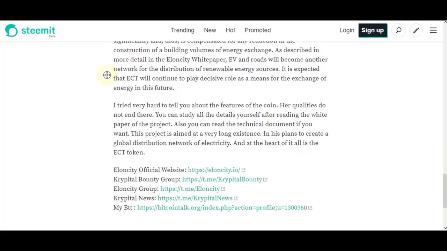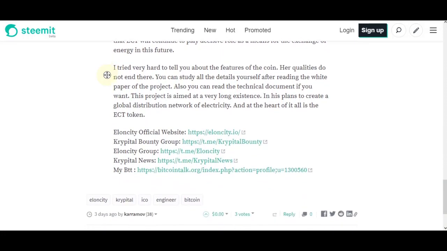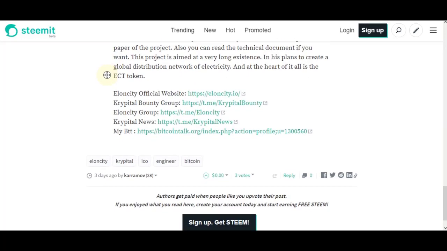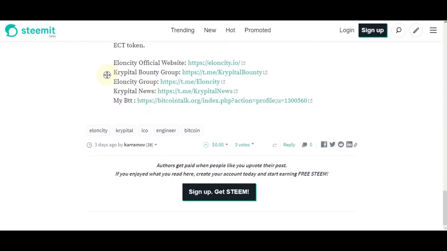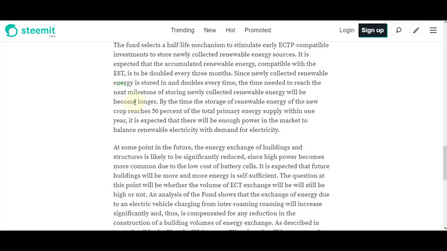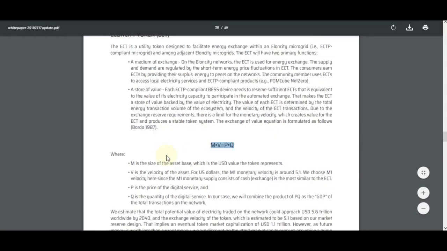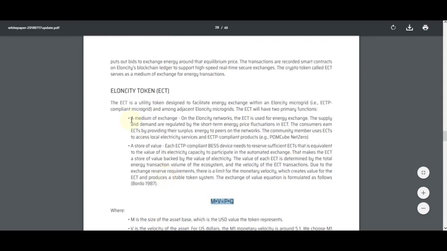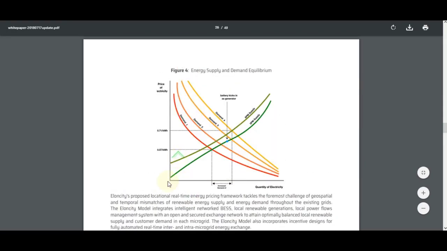By the time the storage of renewable energy of the new crop reaches 50% of the total primary energy supply within 1 year, it is expected that there will be enough power in the market to balance renewable electricity with demand for electricity. At some point in the future, the energy exchange of buildings and structures is likely to be significantly reduced, since high power becomes more common due to the low cost of battery cells. It is expected that future buildings will be more and more energy self-sufficient. The question at this point will be whether the volume of ECT exchange will still be high or not.